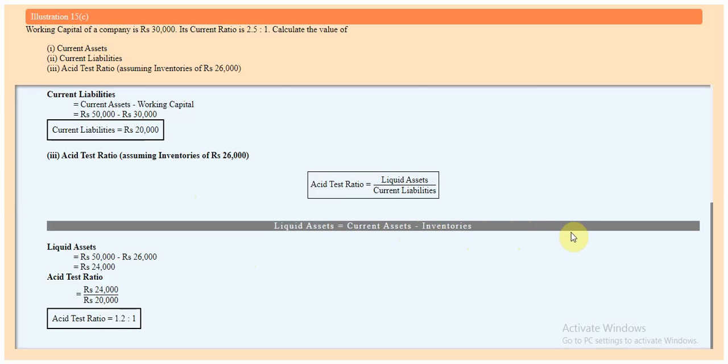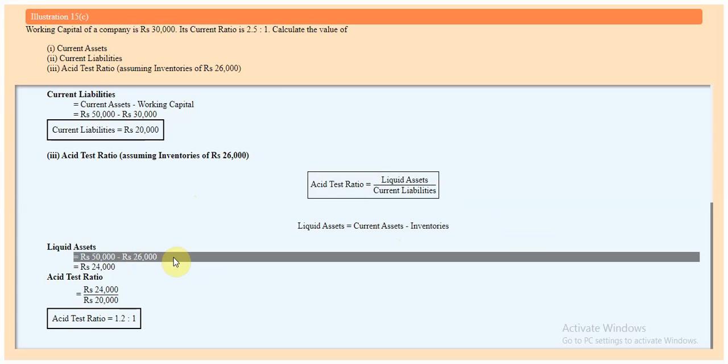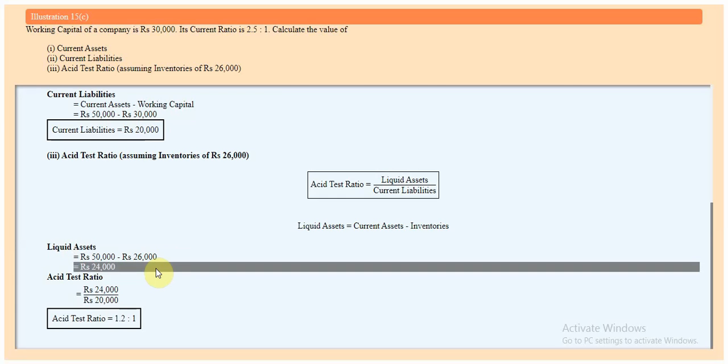We have another three exclusions also, but in this question, because they have not given the other three exclusions, just consider inventory alone. So we already know current assets are 50,000. So from 50,000 we have to reduce inventory that is given in the question, which is 26,000. We get liquid asset is equal to 24,000.